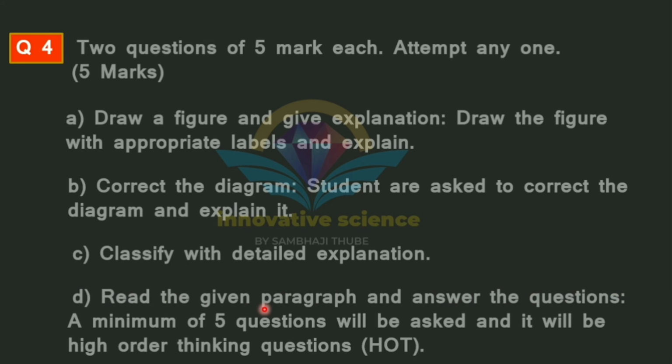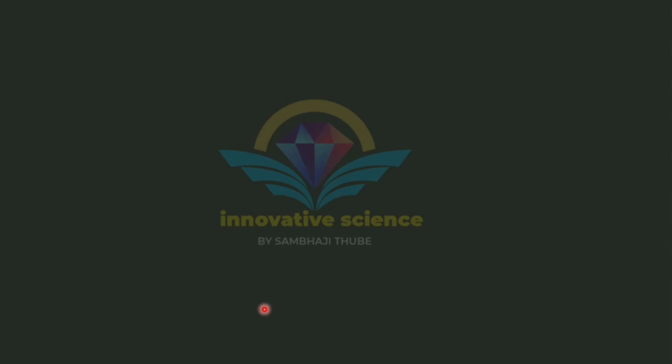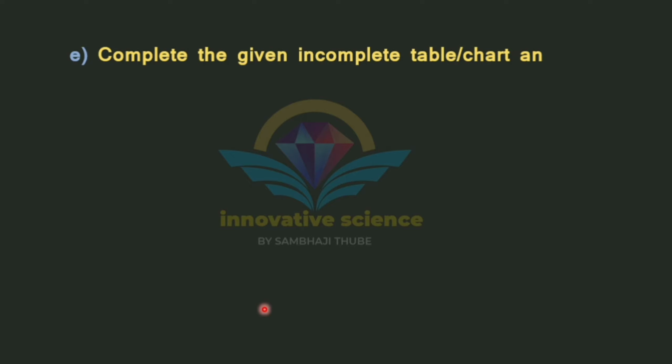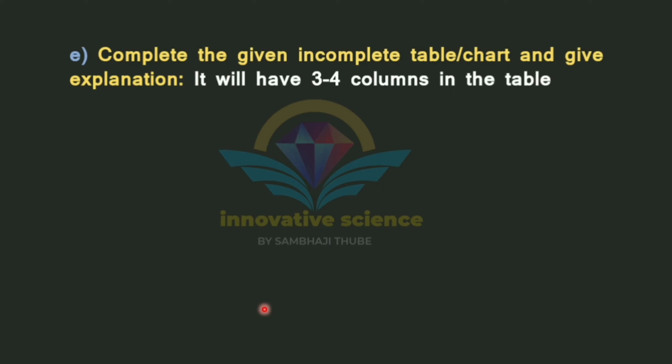Then the next type of question is asked in question 4. Complete the chart or complete the table. There will be 3 to 4 columns in this table or chart. You will have to complete that chart or table properly, and after completing it, explain it. That means first of all you have to complete the chart, and after that you have to explain that chart or table. This can include charts related to principles or laws also.